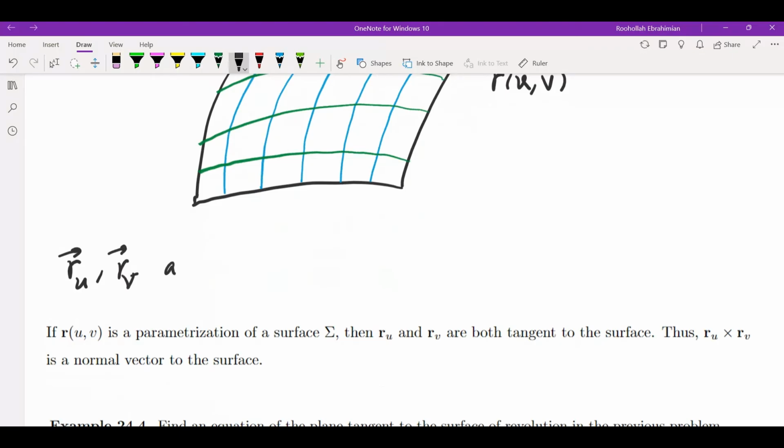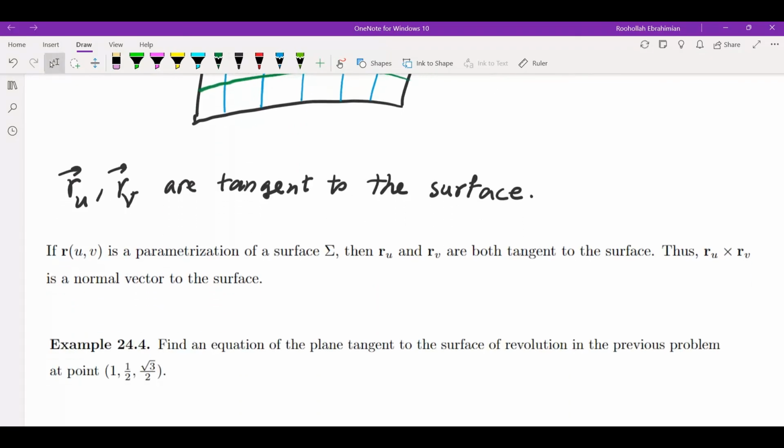R sub u and R sub v are tangent to the surface. So what does that mean? It means if I want to define the tangent plane to the surface, I'll have to find the normal vector to the tangent plane by finding the cross product of these two.